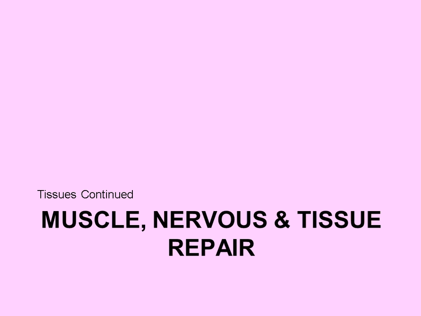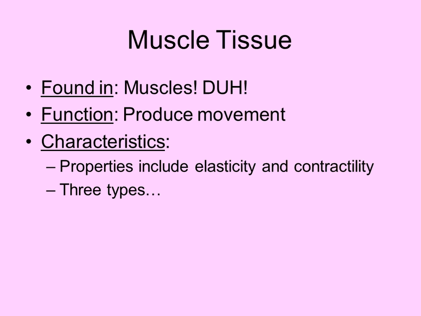We're going to finish up talking about the different types of tissues, and today's video is about muscle tissue, nervous tissue, and then we're also going to briefly talk about how our body fixes these tissues if they were injured. Let's first talk about muscle tissue. Muscle tissue is found in your muscles and produces movement. Two things that you probably already know.